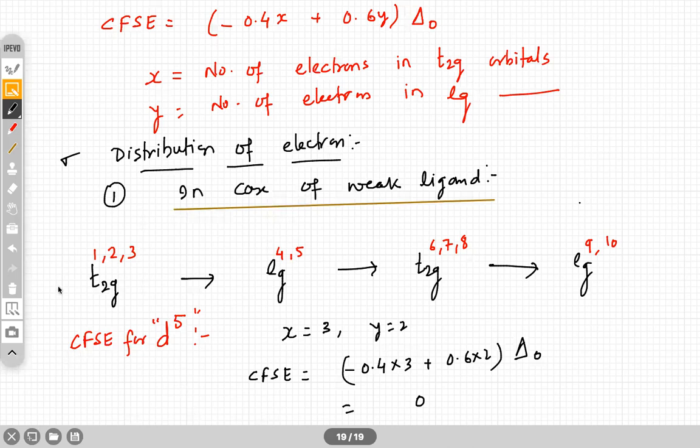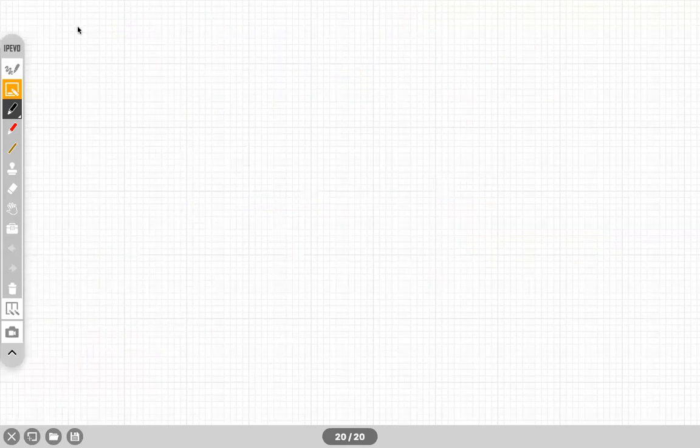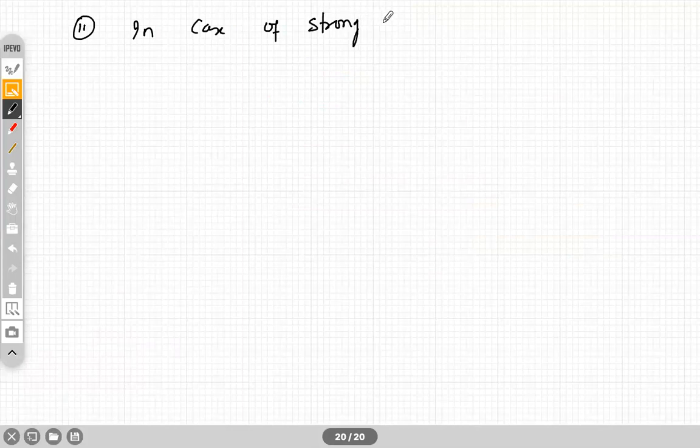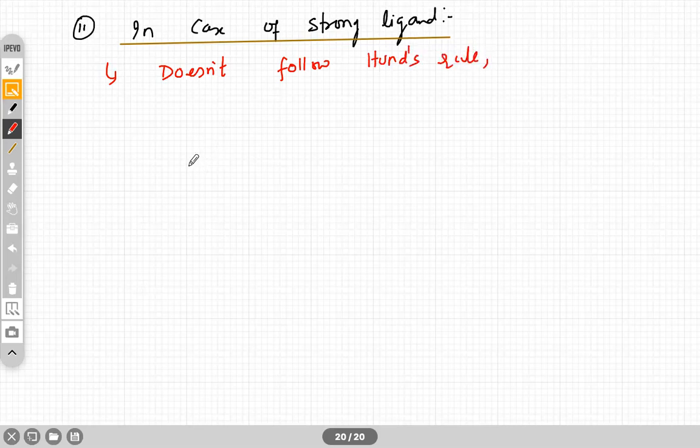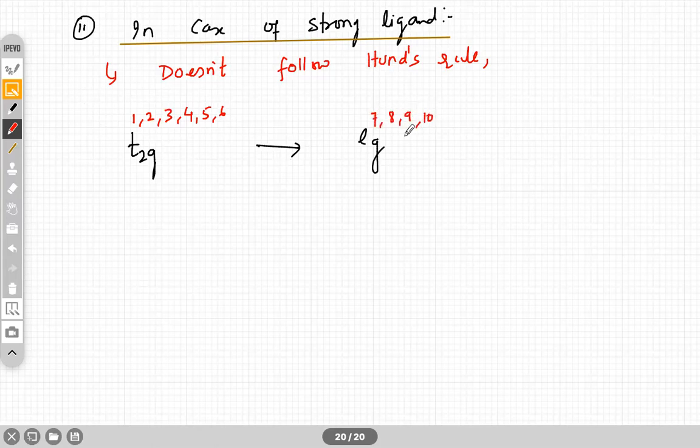Now, when the ligand is strong, second case: in case of a strong ligand, the energy gap between the two orbitals, Eg and T2g, will be more, and the distribution of electrons does not follow Hund's rule. Hence, the distribution of electrons will be like this. We have T2g, and then the electron will go into Eg. So the first 6 electrons will go into the T2g orbital: 1, 2, 3, 4, 5, 6. Then 7, 8, 9, 10.